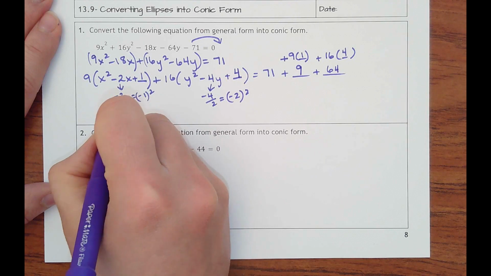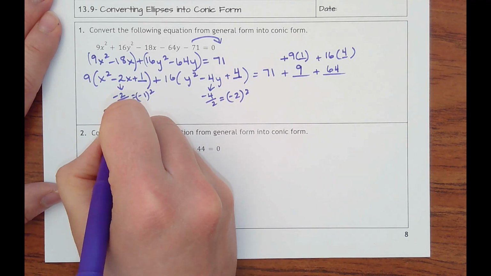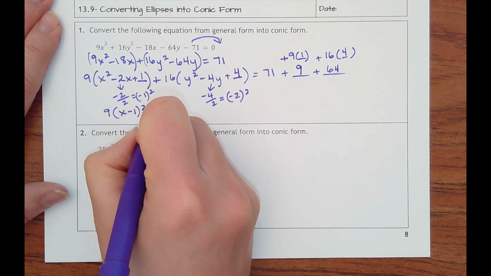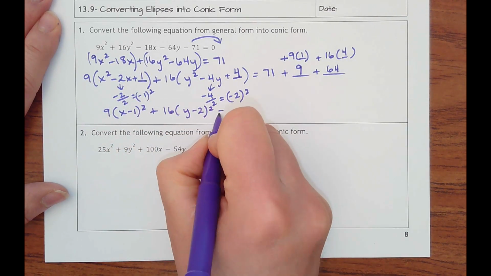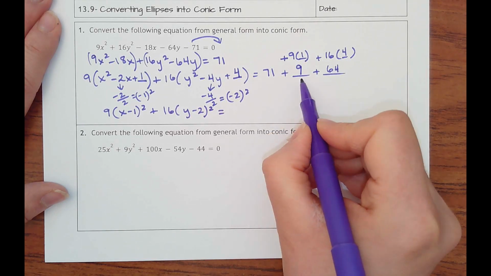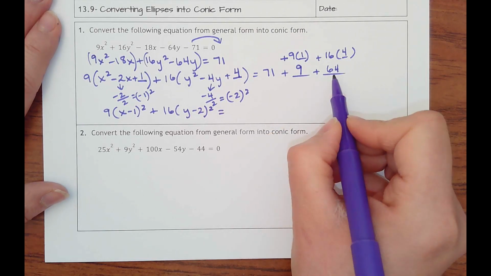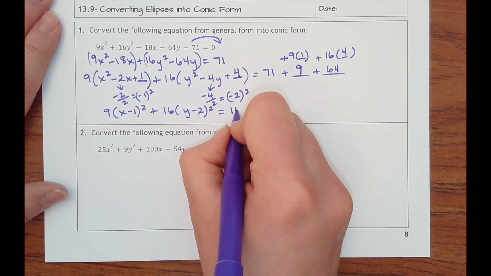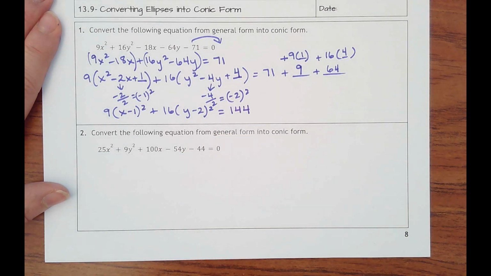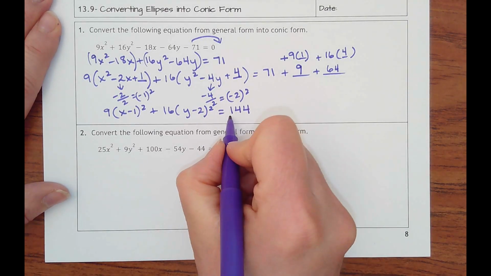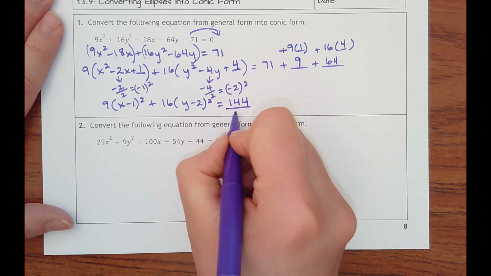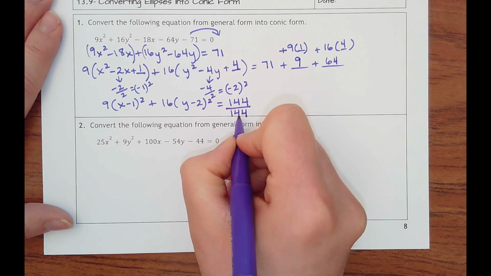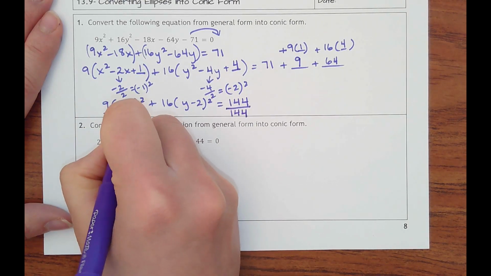I'll have 9 times, this will be x minus 1, quantity squared, plus 16 times y minus 2, quantity squared, equals 71 plus 9 is 80. 80 plus 64 would be 144. Okay, then I'm ready to get rid of this 144. I always want this number on the right side of the equal sign equal 1, so I would have to divide this by itself to make that equal 1, and then I've got to divide these two by 144.